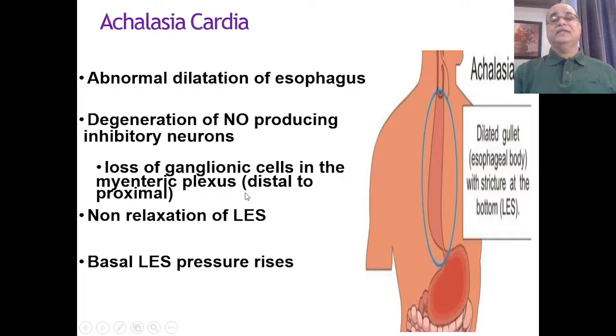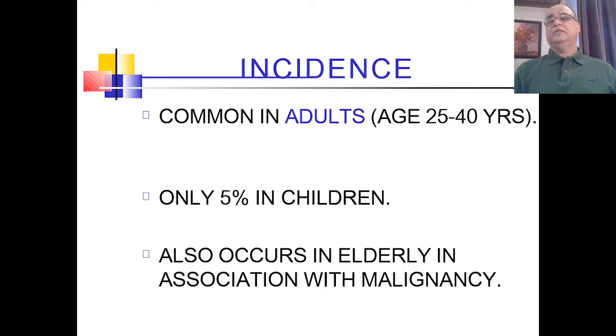Loss of ganglionic cells in the myenteric plexus, distal to proximal. From the lower side it starts and gradually goes upwards, and the basal lower esophageal sphincter pressure naturally rises. It is common in adults around the age of 25 to 40, only 5% in children. It also occurs in the elderly in association with malignancy.